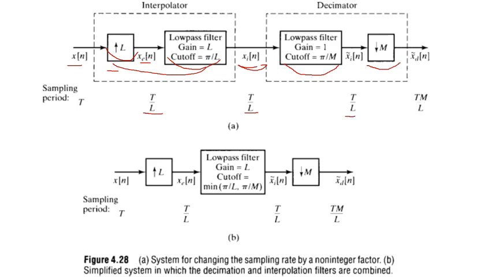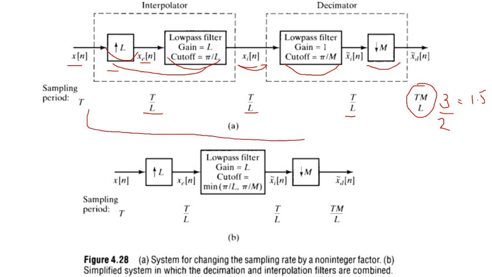Now finally, we pass that interpolated filtered signal through decimation. So now the sampling time becomes T into M by L, and we know that the value of M is 3 and the value of L is 2, so it is 1.5. So it is changing the sampling rate by a non-integer factor.